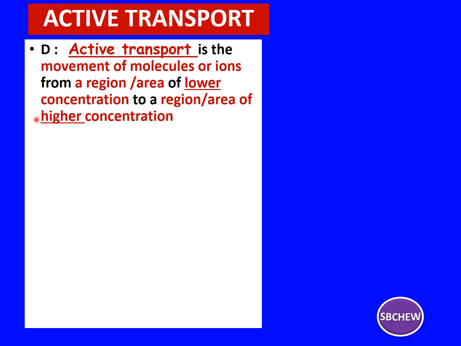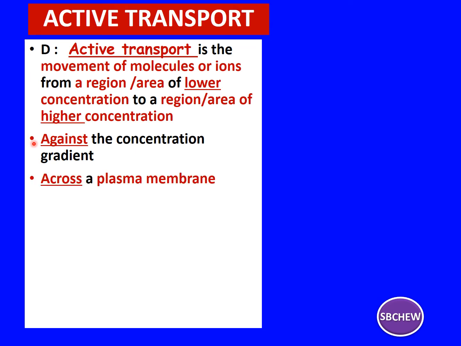The man has to use energy to climb up the hill, as compared to when going downhill, he needs less energy. So for active transport, moving the molecules or ions from an area of lower concentration to an area of higher concentration is not a natural process. It's going against the concentration gradient, and therefore it needs the use of energy. And it must occur across a plasma membrane which has carrier proteins. It only occurs in living things.